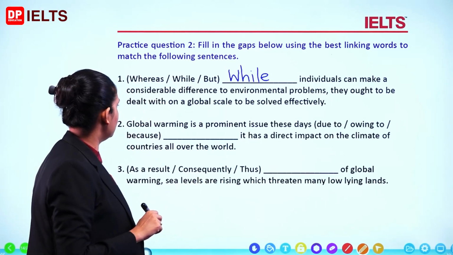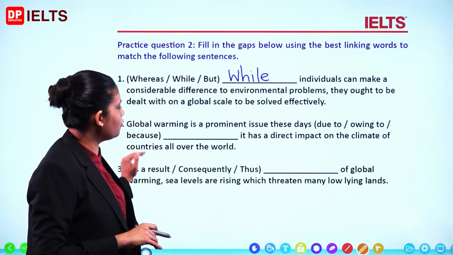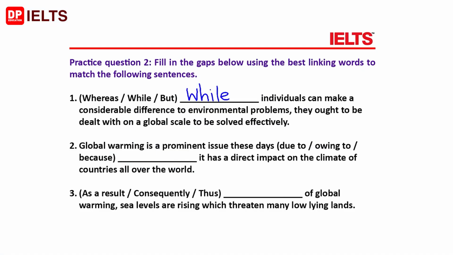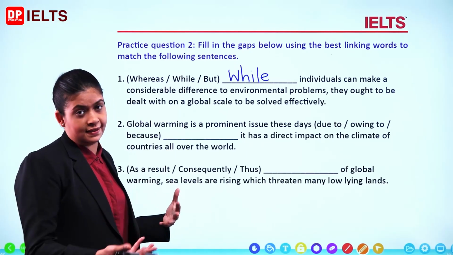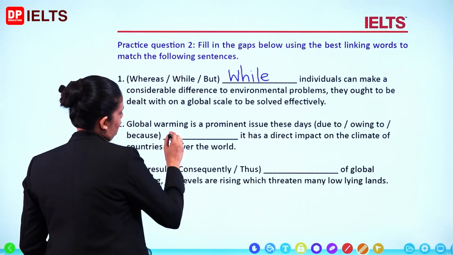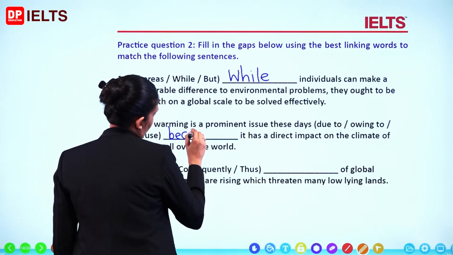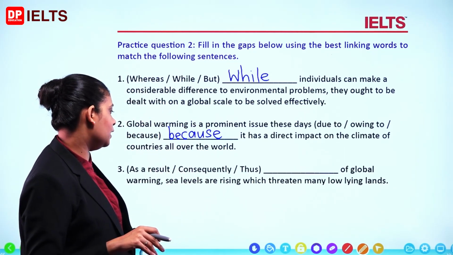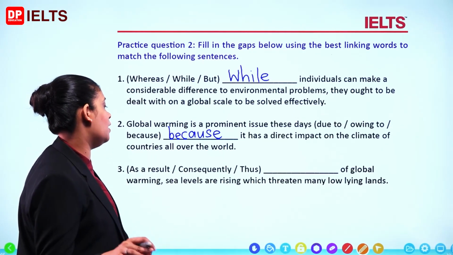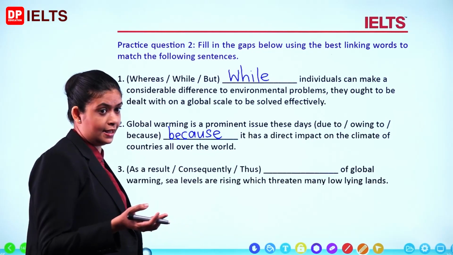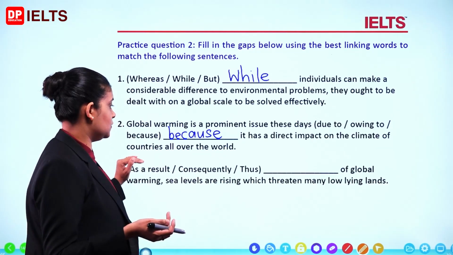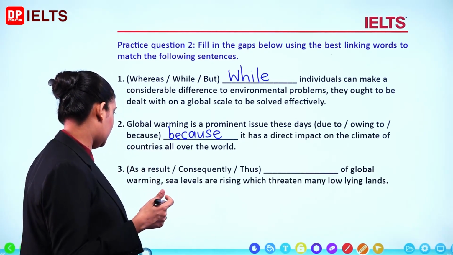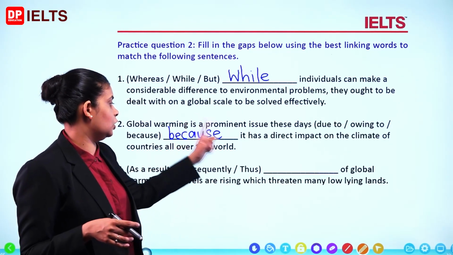Okay. Next one. Global warming is a prominent issue these days. It has a direct impact on the climate of countries all over the world. So why is it a prominent issue? Because it has. Next one. Blank of global warming, sea levels are rising which threaten many low-lying lands, right? So global warming, because of that, right? The sea levels are rising and that is a threat for us, right? So not consequently, not thus.